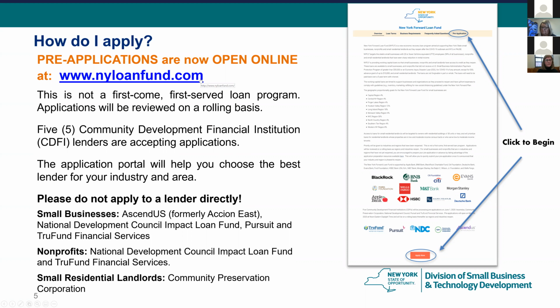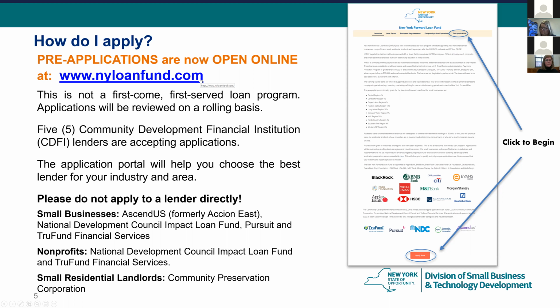So there are 5 community development financial institutions that are lenders accepting applications through this program. The point of the portal is that it's going to help direct you, based upon the answers to your questions, your region, your type of business, and the amount of money you're looking for. It's going to direct you to the lender best suited to help you that's in the program.